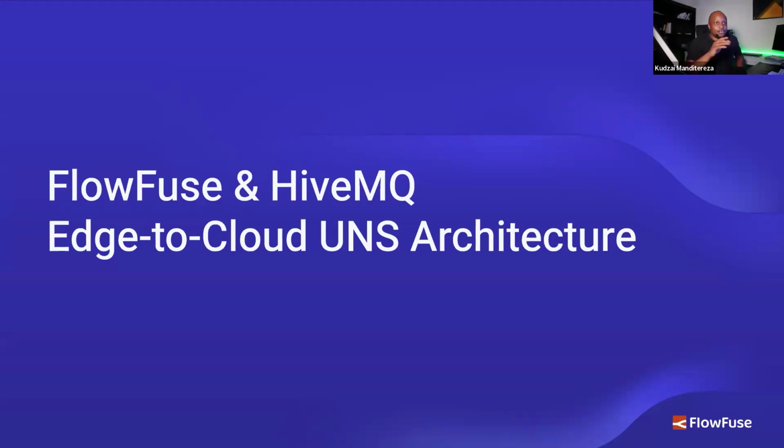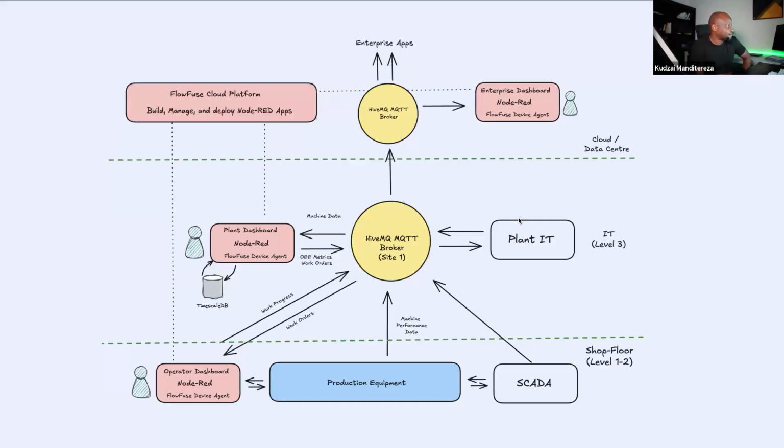So now let's jump into the architecture, the edge to cloud architecture, for those of you who want to create a unified namespace for their manufacturing operations. What you're looking at here is a unified namespace edge to cloud architecture using FlowFuse and HiveMQ. So again, as I mentioned before, we break this apart.